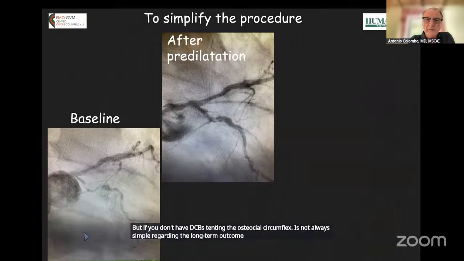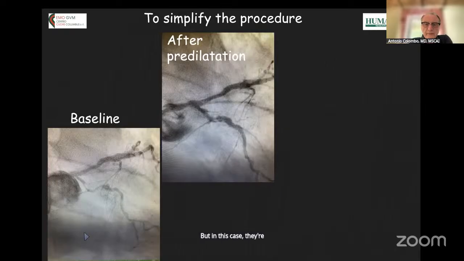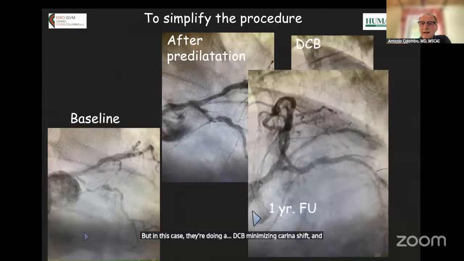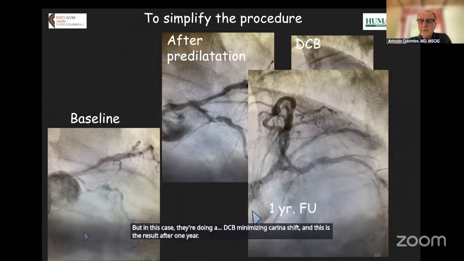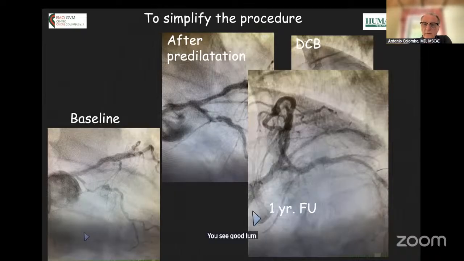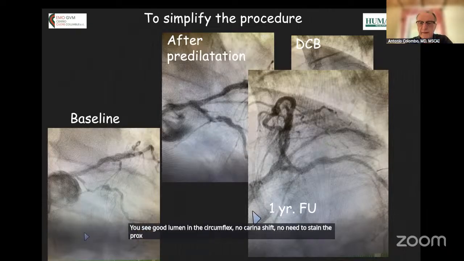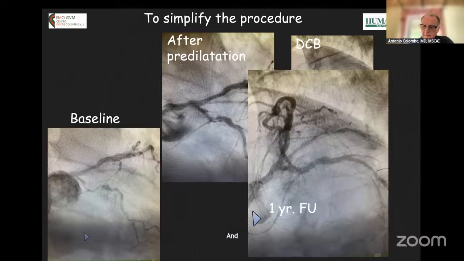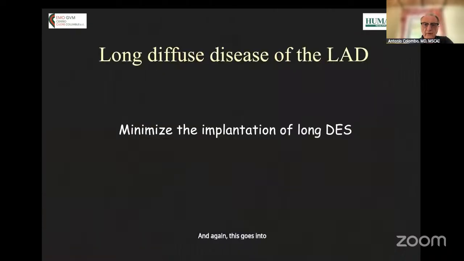Immediate outcome is not complex, but in this case, doing DCB, minimizing carina shift, this is the result after 1 year. You see good lumen in the circumflex, no carina shift, no need to stent the proximal LAD or the left main. And again, this goes into this philosophy.